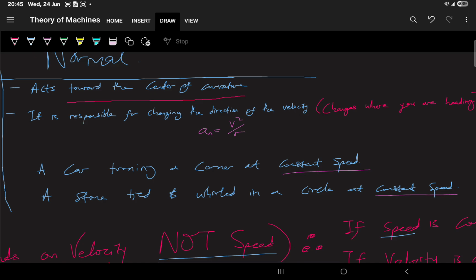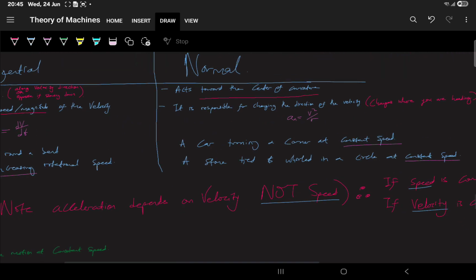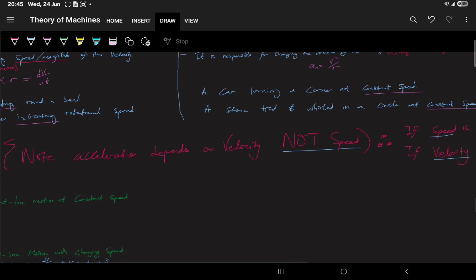Now an example of normal acceleration: a car turning at constant speed. Take note of the underlying constant. Another example is a stone tied and whirled in a circle at constant speed. Another example of normal acceleration.